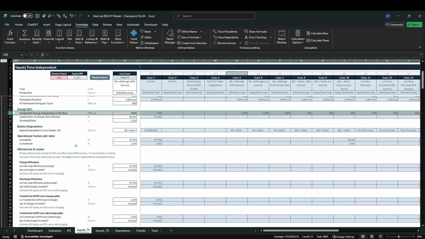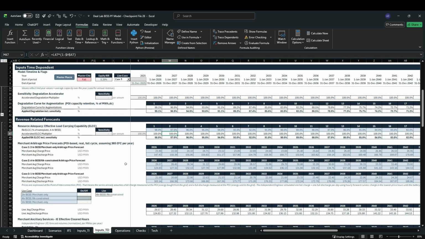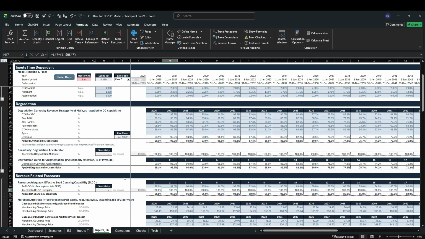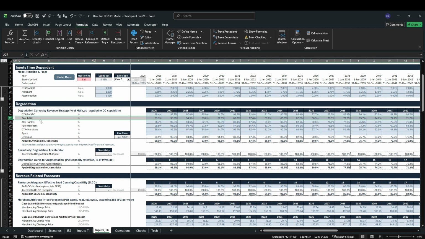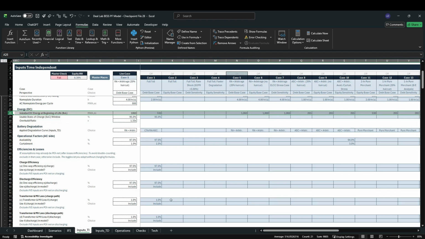Then we also apply a different battery degradation assumption because now we have a merchant component in place which will likely accelerate degradation. We can actually check that time series really quick in our inputs time dependent sheet. And you will notice that our resource adequacy plus arbitrage degradation assumption is right here. And that is indeed a more accelerated degradation curve than in our previous case. So let's move back to our inputs time independent sheet.